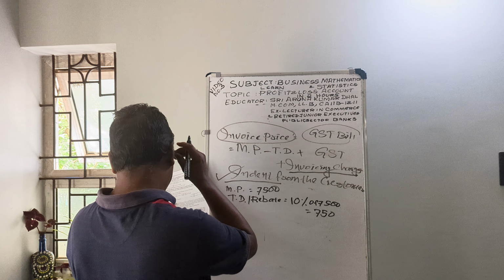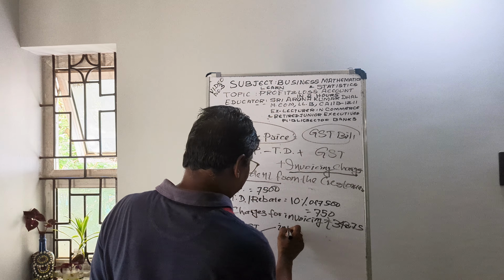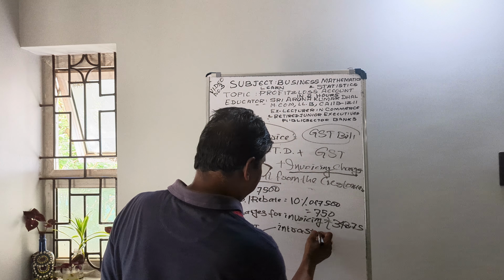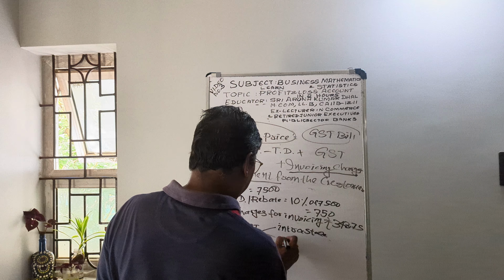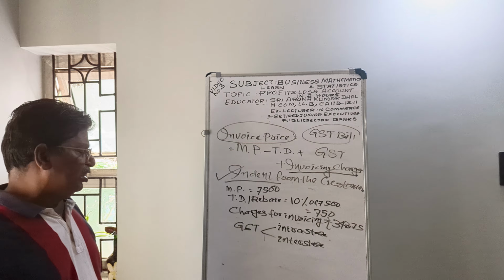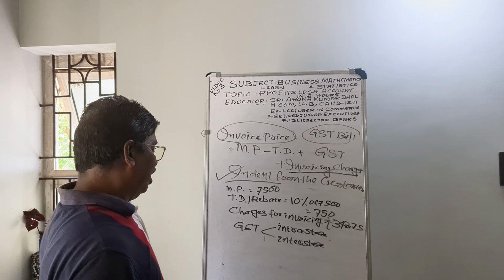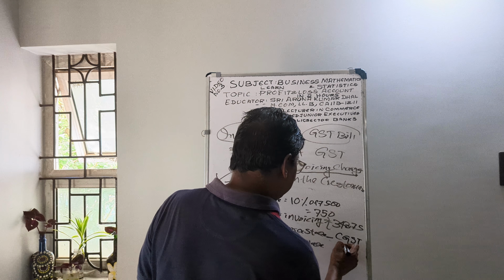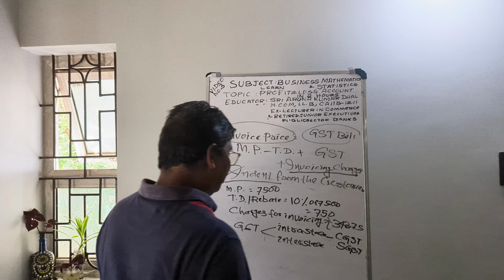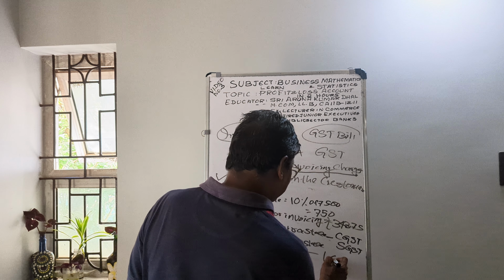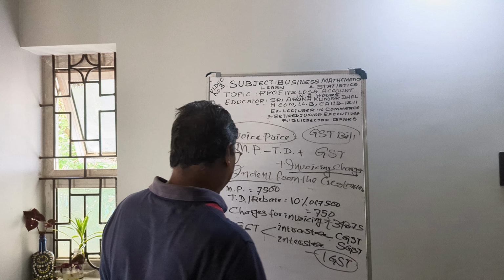GST I already discussed, goods and service tax. It may be for an intrastate transaction or an interstate transaction. Intrastate means the goods are within the state, both the seller and buyer belong to the same state. So whatever GST there is will be distributed between the central and state governments 50-50, that is CGST and SGST. If it is interstate, then IGST, integrated goods and service tax, and that is to be taken by the central government.